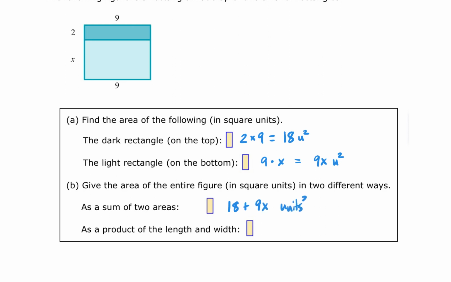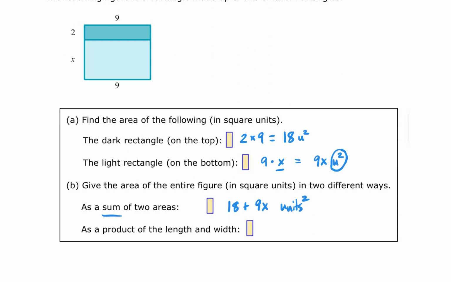I'm going to go ahead and write this out. I probably shouldn't have left this as u squared because we had a variable right here. Generally, if you have a variable, you don't want to put u even though u stood for units, just because it makes it look like it's another variable there. So that first part says give the area as the sum of two areas, and that's why we just added 18 plus the 9x, because we had already split our figure into the sum of two areas. But the next part says as a product of the length and the width.